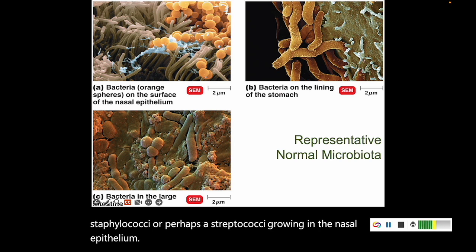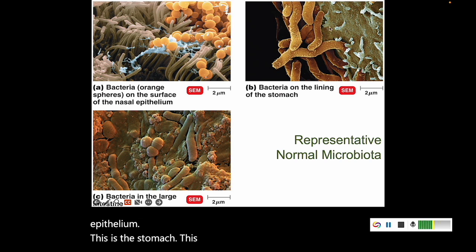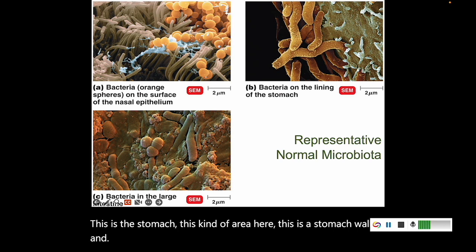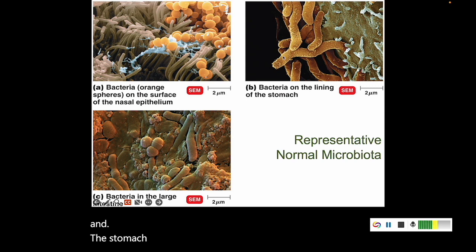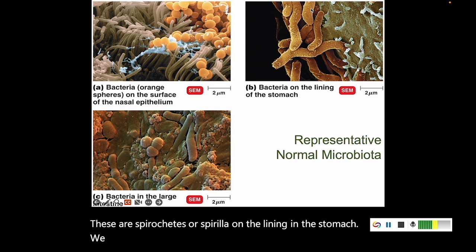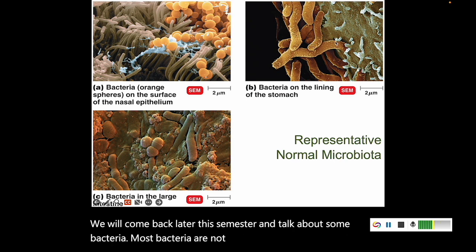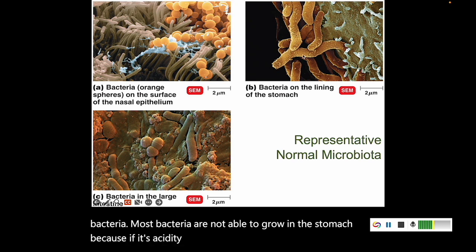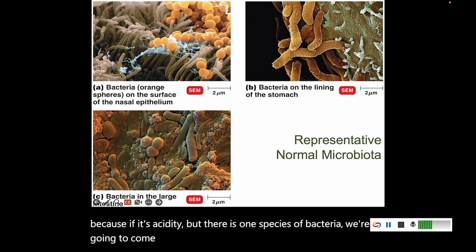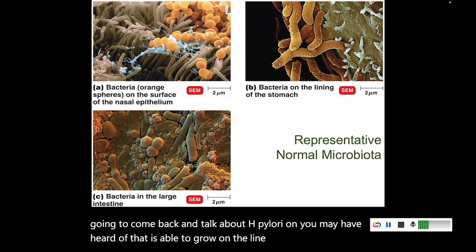This is the stomach. This area here is a stomach wall, and the stomach materials. And then here, do you remember what kind of shape these are? These are spirochetes or spirilla on the lining of the stomach. We will come back later this semester and talk about some bacteria. Most bacteria are not able to grow in the stomach because of its acidity. But there's one species of bacteria we're going to come back and talk about, H. pylori, you may have heard of, that is able to grow on the lining of the stomach.